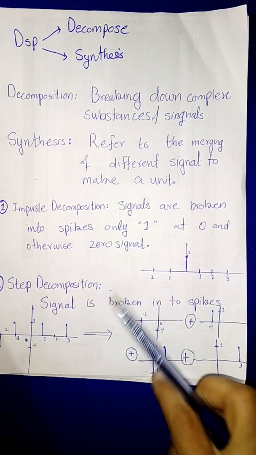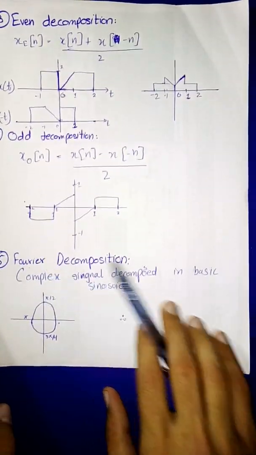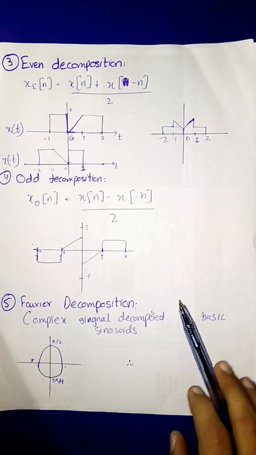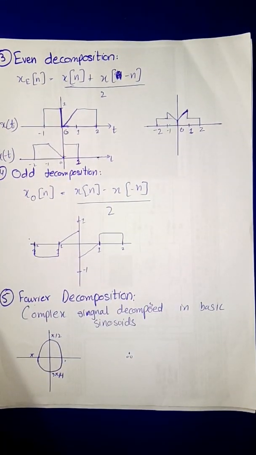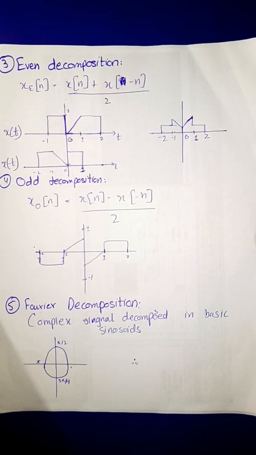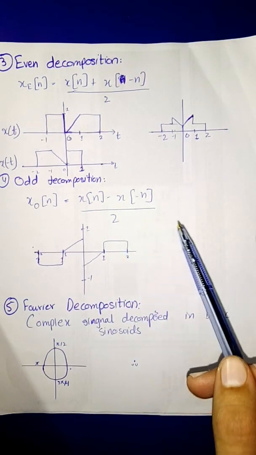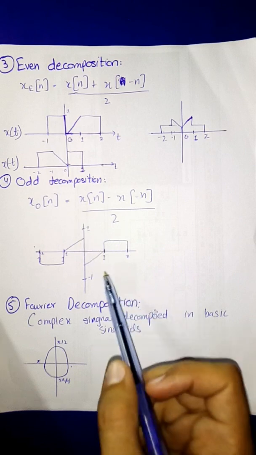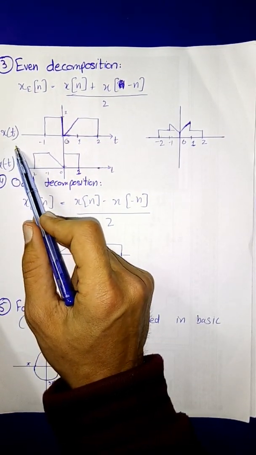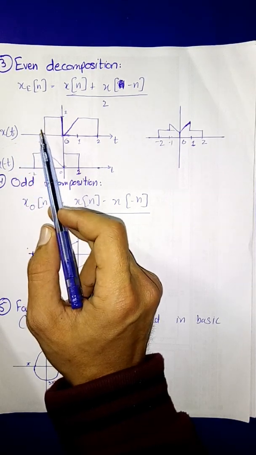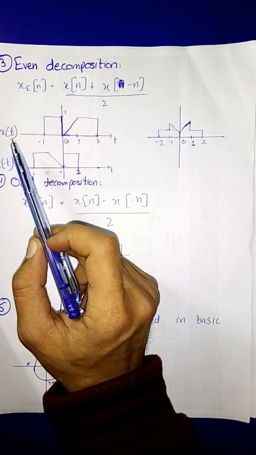The next thing is even decomposition and odd decomposition. Now in even decomposition we have this formula over here, where E of n is equal to x of n plus the reflected version of x of n, divided by 2. So here we consider x of t, a continuous signal for this example, rather than a digital signal, although the same rules can be applied to digital as well.